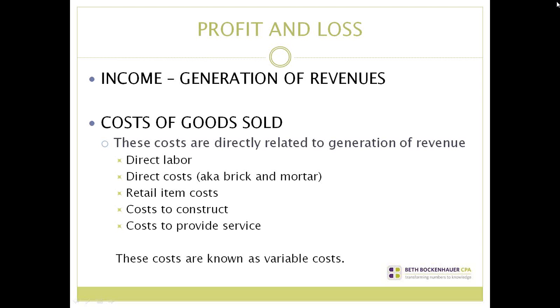We may be using a subcontractor to provide this service that we're selling. So it's all these types of expenses that are directly related to us doing our job. And these are also known as variable costs because they actually are directly related to the revenue. And as revenues go up, these costs should go up. When revenues go down, these costs will go down.